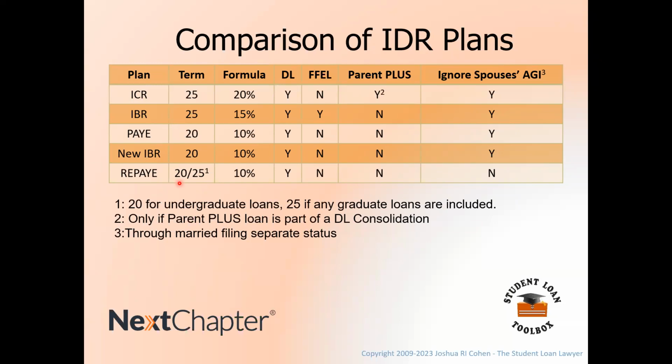If a client comes in and they've been on IDR for 3 years, okay, I'll switch them to REPAYE. You're going to lose those 3 years, but you'll make it up in the money that you're saving. And if they come to me with only undergraduate loans, guess what? They lost 3 years, but they only have 20 years to go. I saved them 2 years. So consolidation does reset IDR.